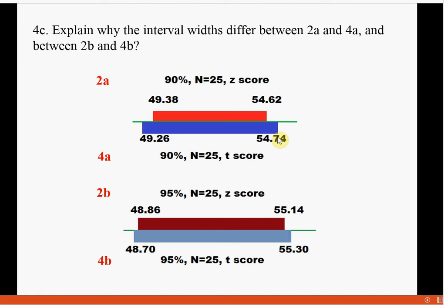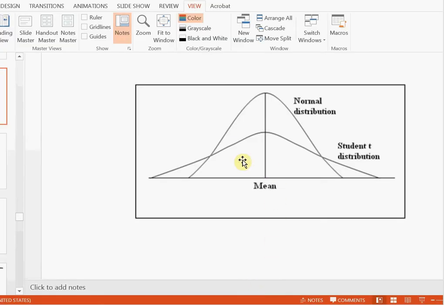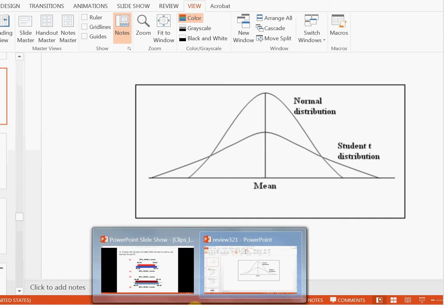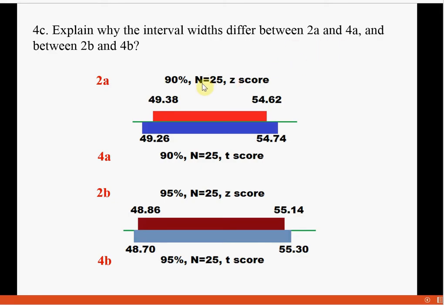Why is that? Explain why this difference in interval width occurs. This is because of the characteristics of the normal distribution and the t-distribution. Let's go to this chart again. The normal distribution is more concentrated than the student t distribution, and the student t distribution is more spread out than the normal distribution, especially when the sample size is small. Now we have a small sample size. The sample size is 25.